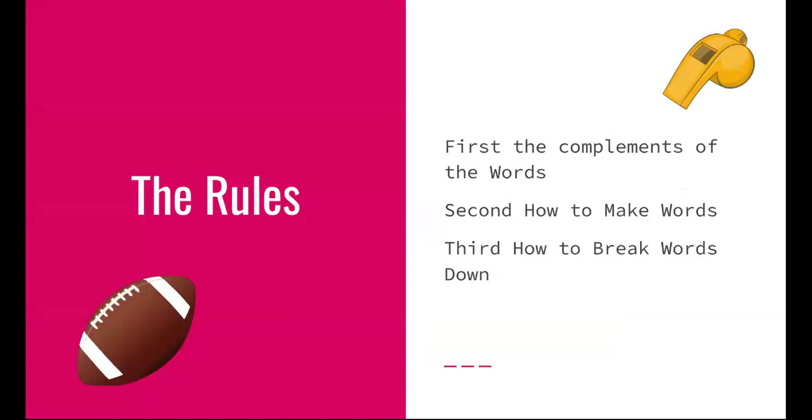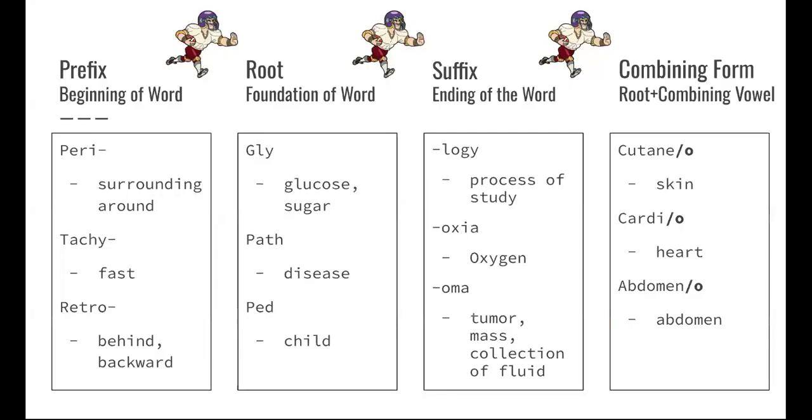The rules. First, we're going to be going over the components of the words. Second, we'll be going over how to make words. And third, we'll be going over how to break down words. First, components. There are quite a couple components to this. We have prefixes, roots, suffixes, and combining forms.